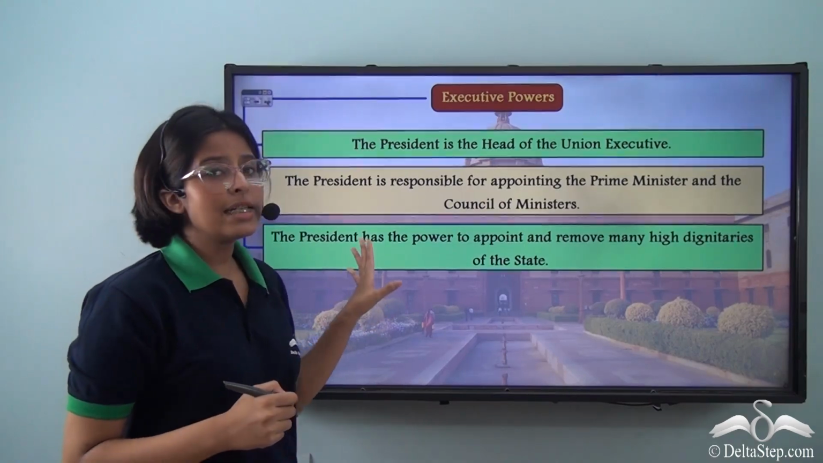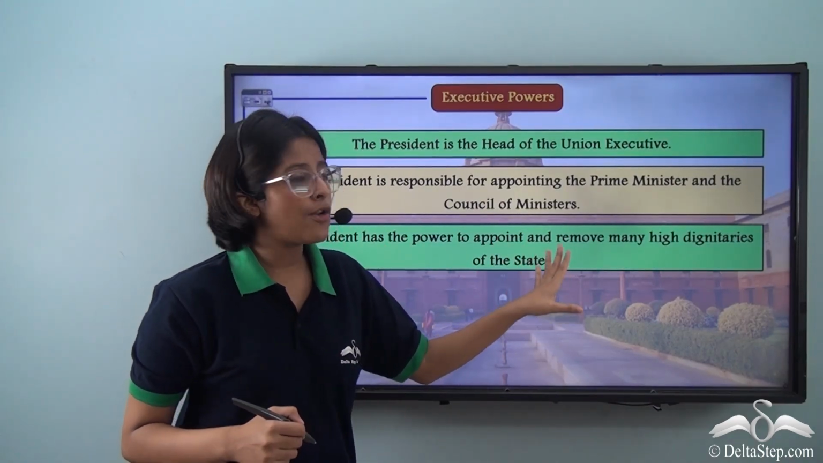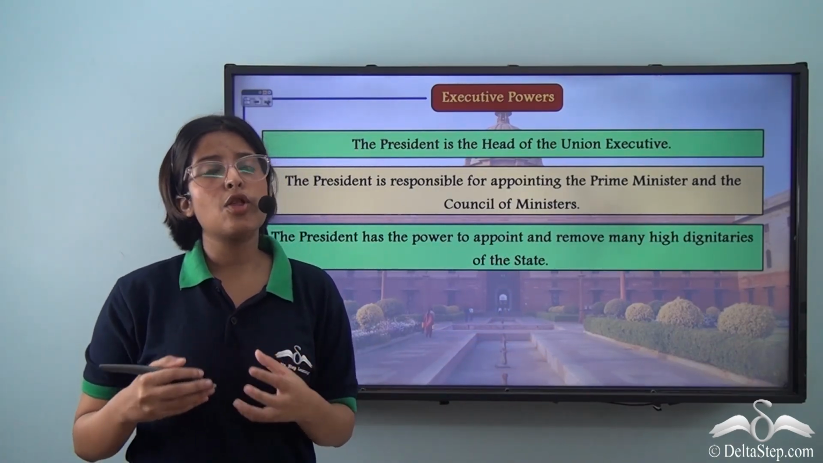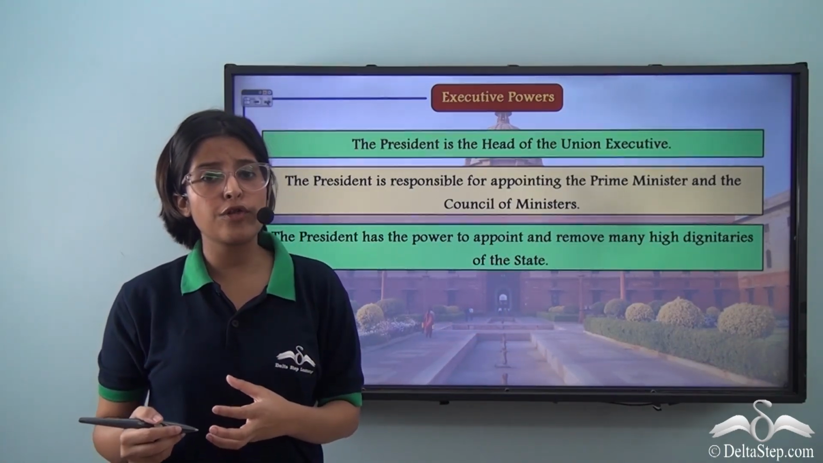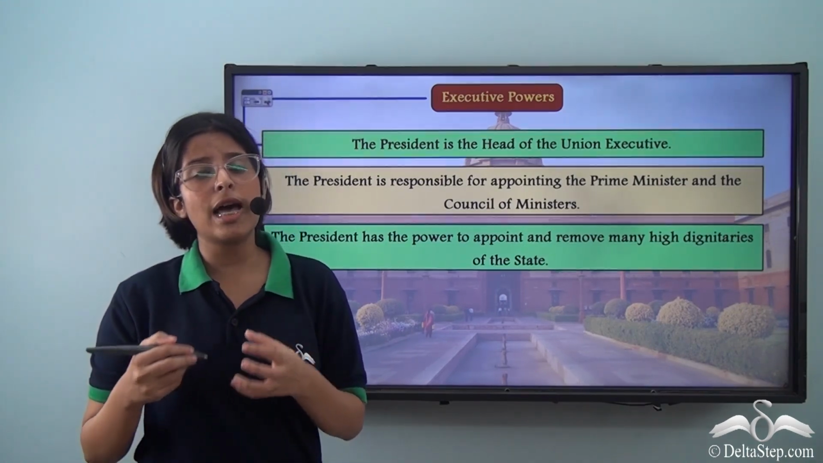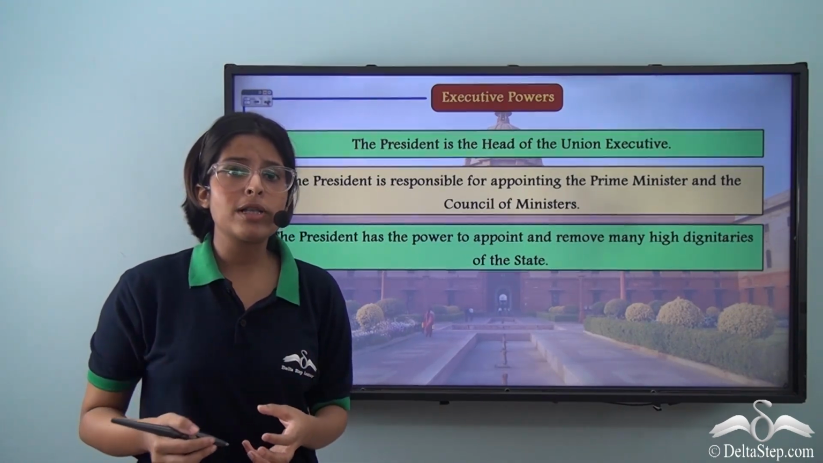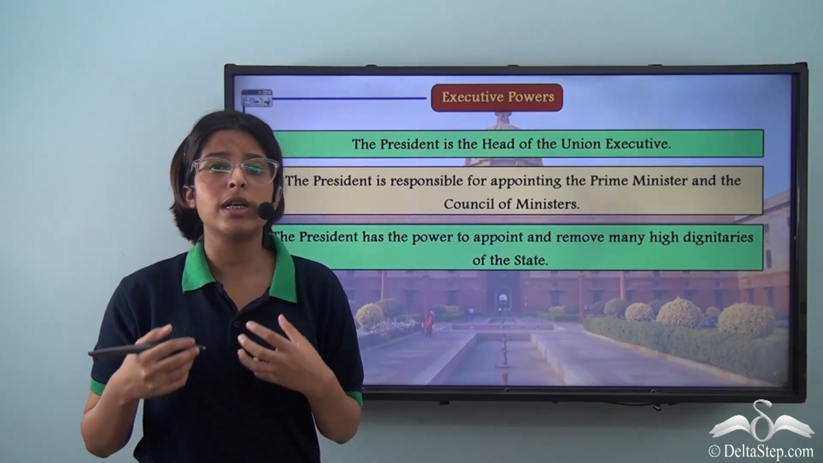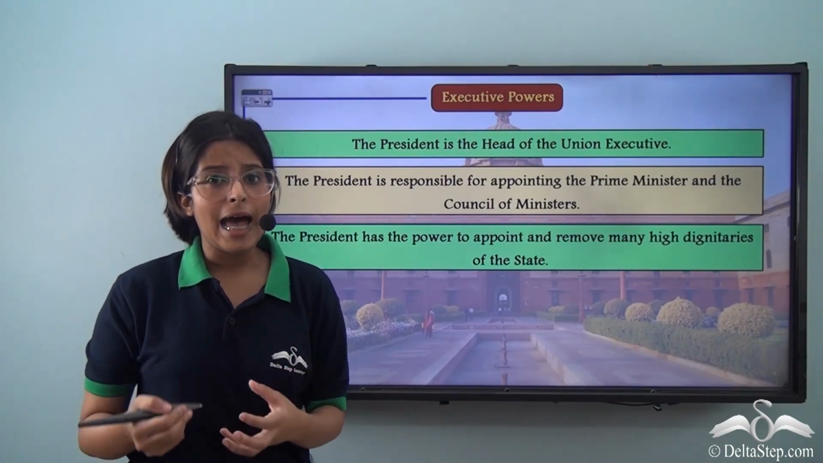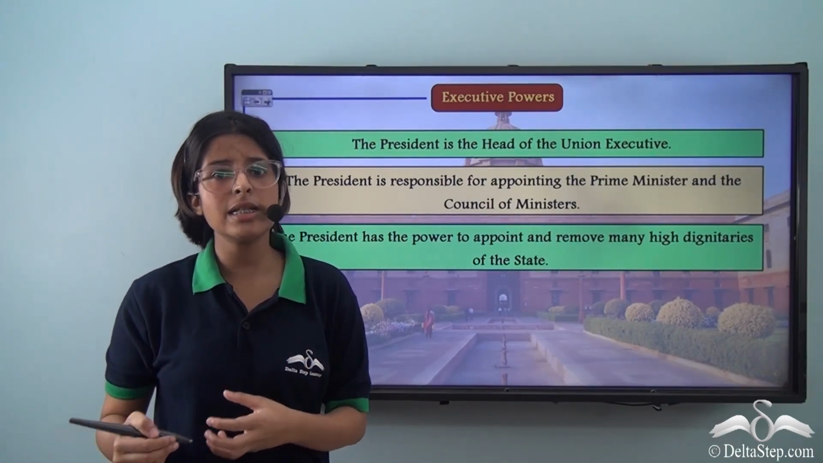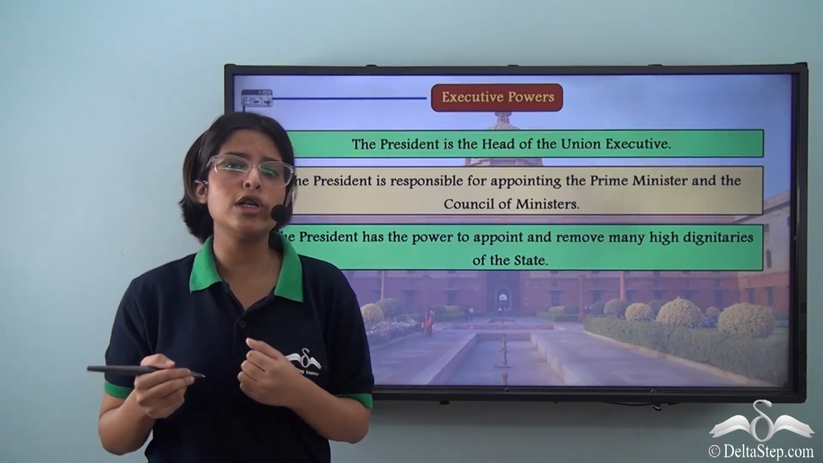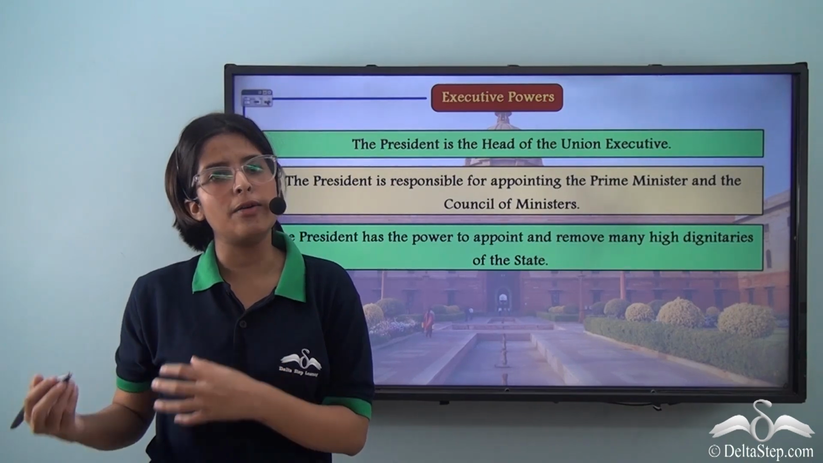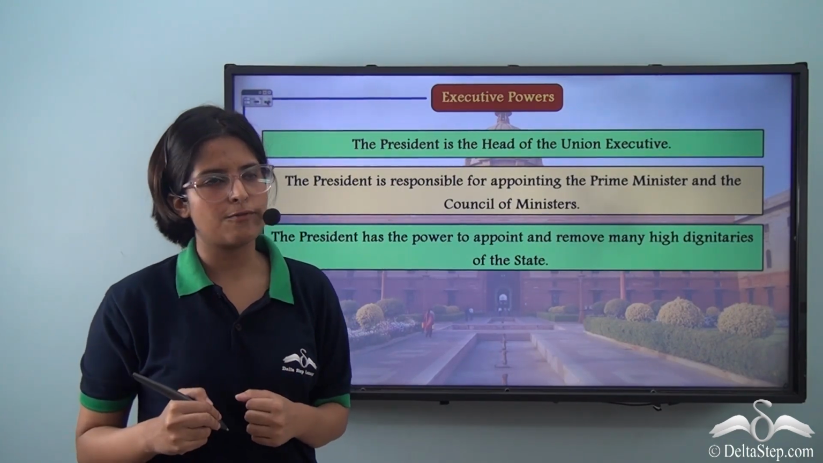Thirdly, the president has the power to appoint and remove many high dignitaries of the state. As we learned, the president appoints the Attorney General of India, the Chief Election Commissioner and the Election Commissioners. He appoints the Union Public Service Commissioners, the judges of Supreme Court and High Court, the governors and ambassadors. And he also removes the ministers, the governor and the Attorney General of India. But again, these powers are on the advice of the Prime Minister and the Council of Ministers.